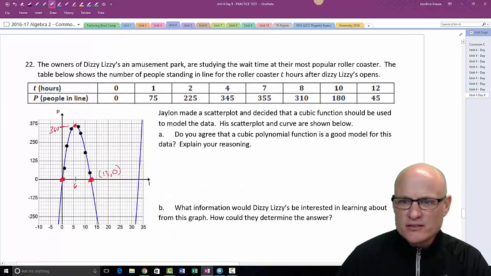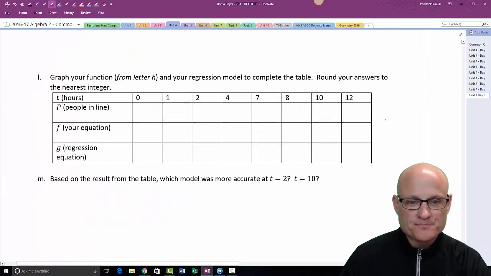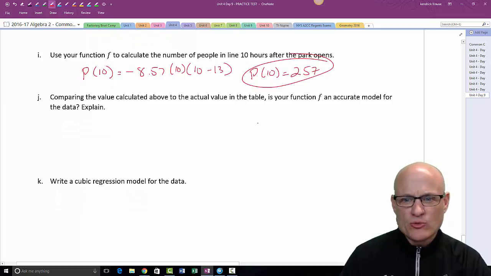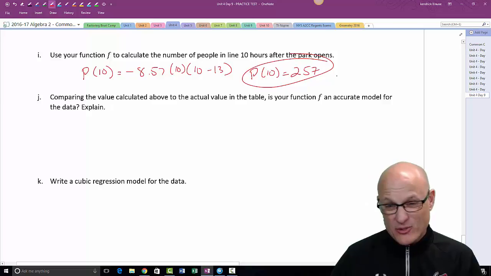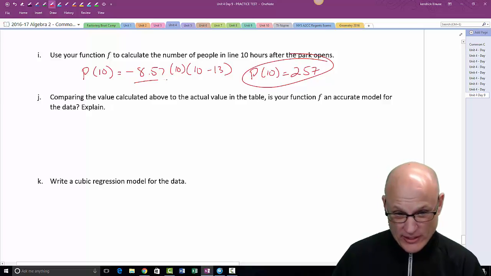10. We came up with 180. That's crazy. It's way off. Maybe it's not a great model. Compare the calculated value with the above value and explain your data. So it's really far off. It's way off. It's like 60 or 70 people off. So remember, these are only estimates.